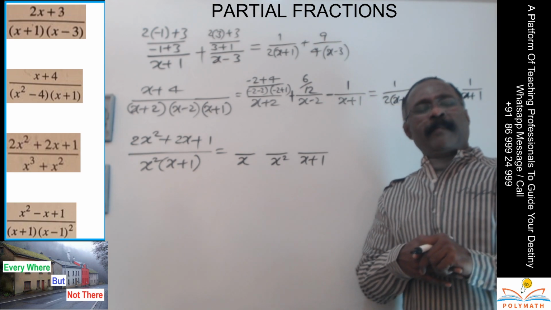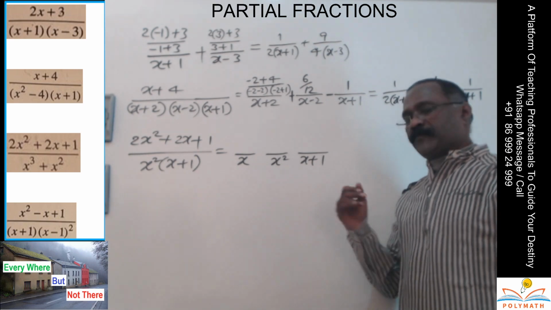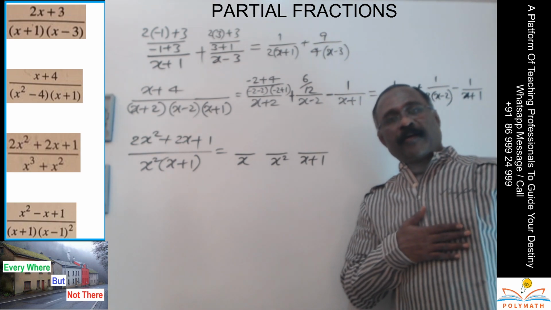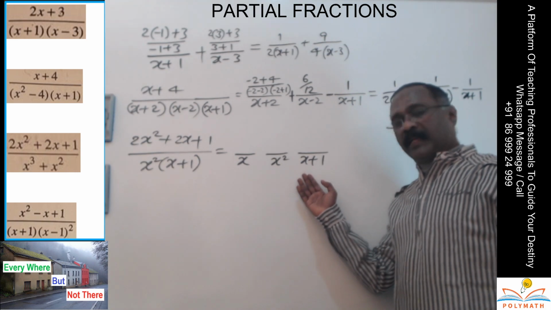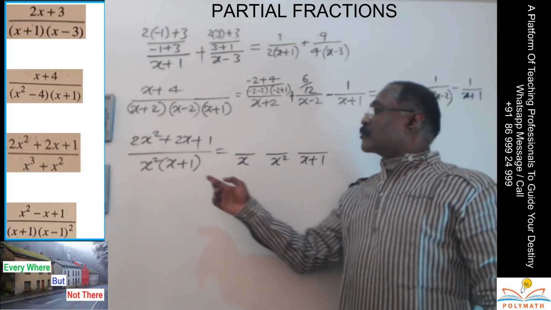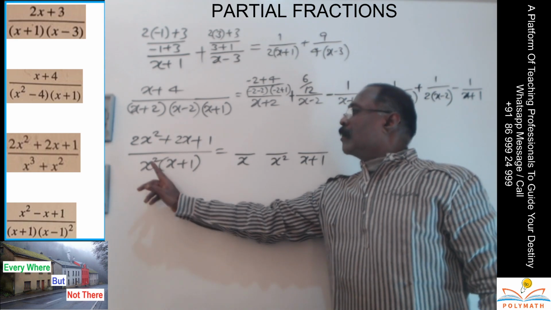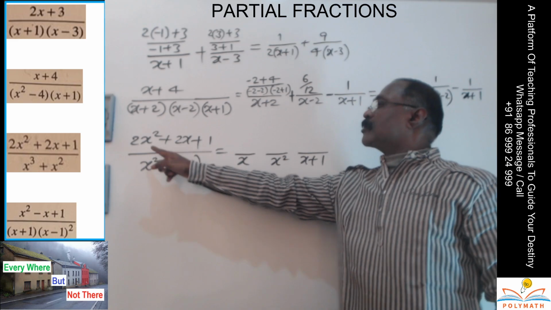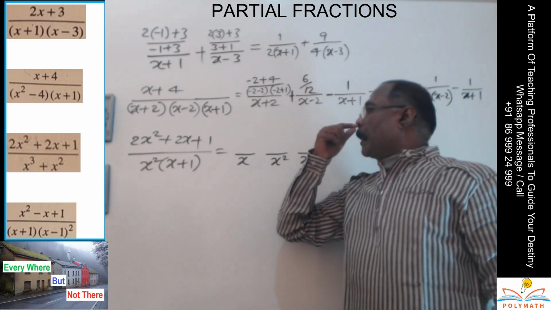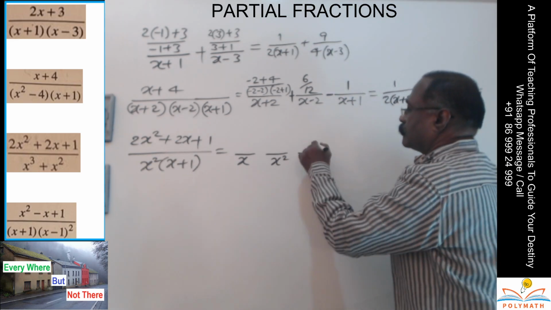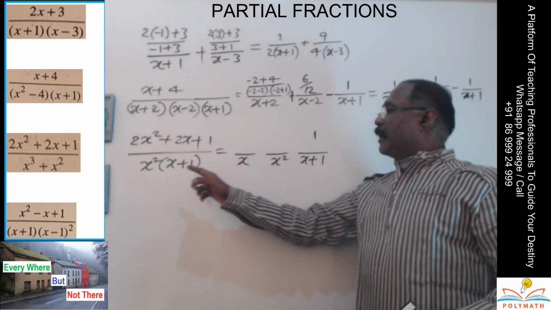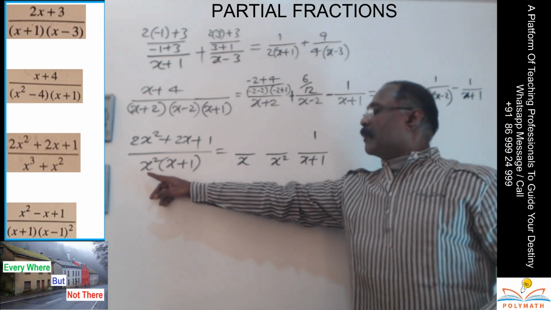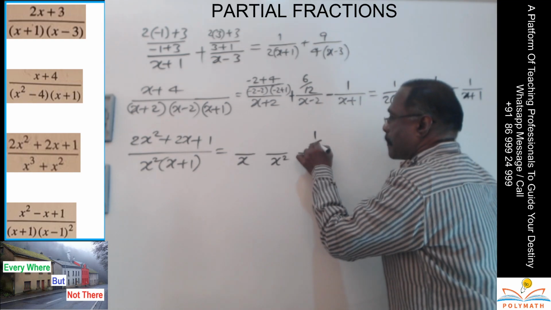Undoubtedly, you can make use of everywhere but not there for this one. Put x equal to minus 1 everywhere but not there. Put x equal to minus 1 here. 2 plus 1, 3. 3 minus 2, 1. 1 divided by minus 1 whole square. This is minus 1 whole square, 1. So 1 by 1.